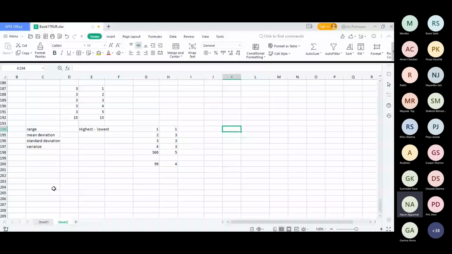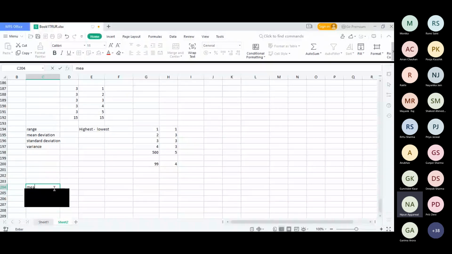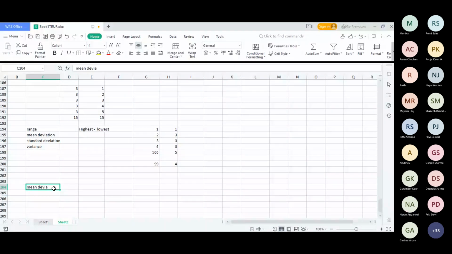Next comes the mean deviation. This measure of dispersion will take each and every value into consideration. We will calculate how we can make this mean deviation. In the mean deviation, each and every value will be taken into account.